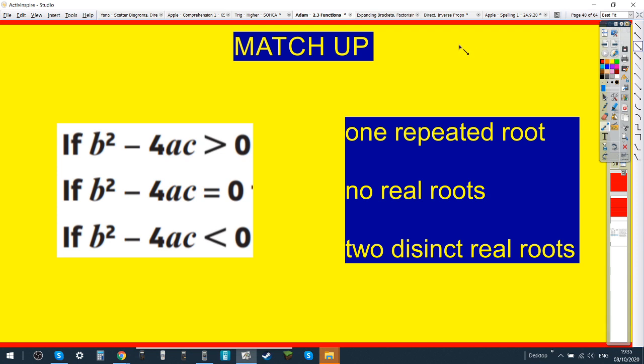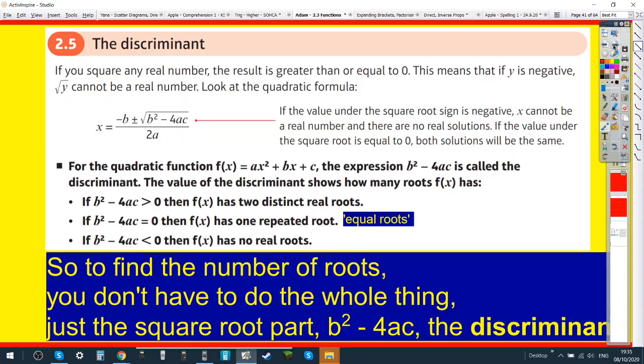Would the middle one be 1 repeated root? Yeah. Would the last one be no real roots? Yeah. And the top one be 2 distinct real roots? Yeah. Hold on. B squared minus 4ac is called the discriminant. Yeah.